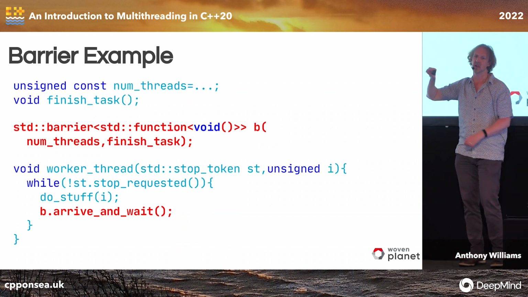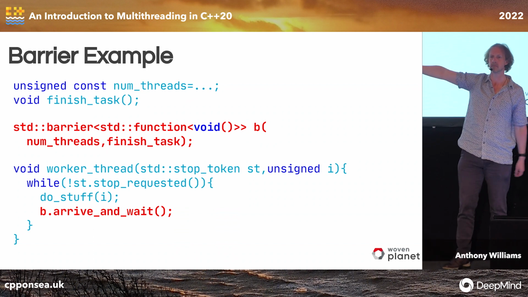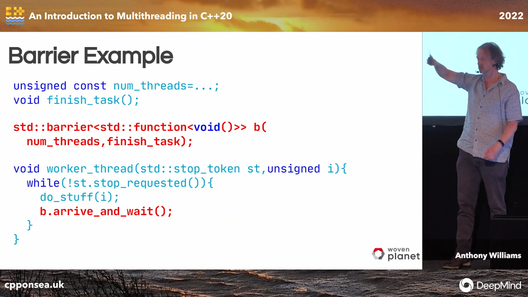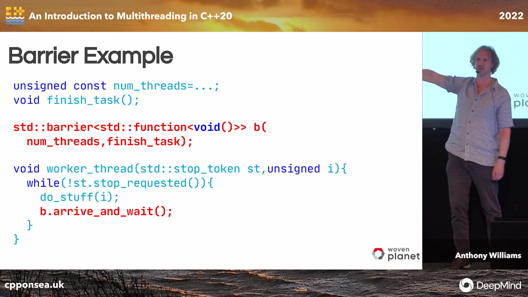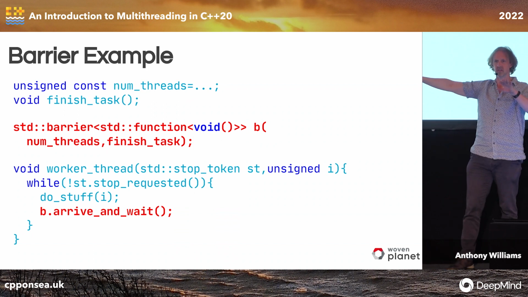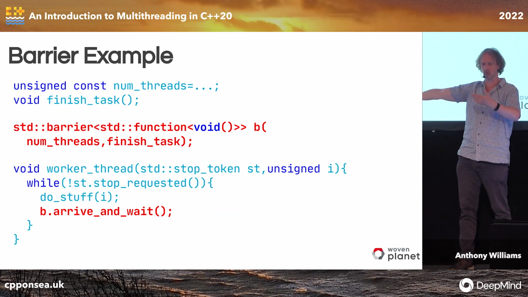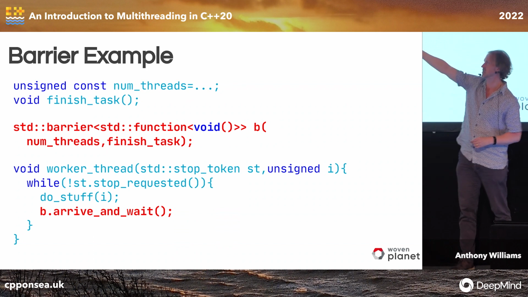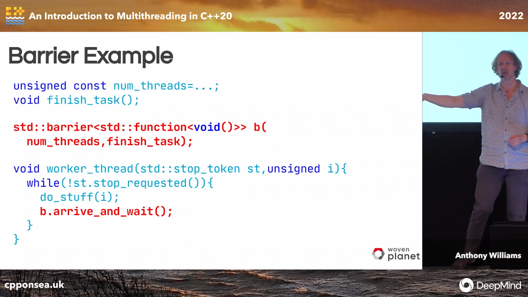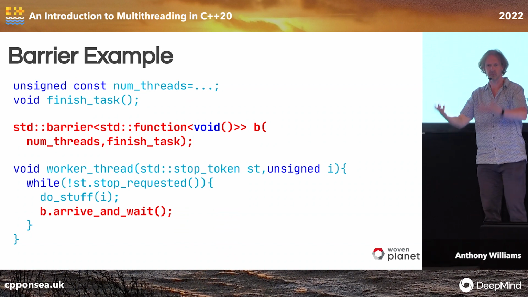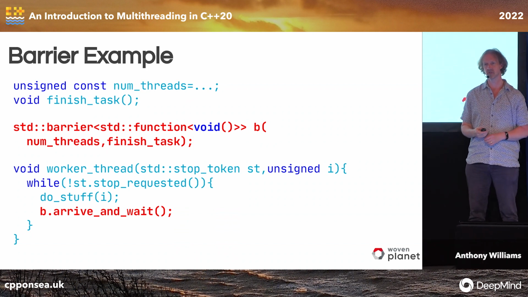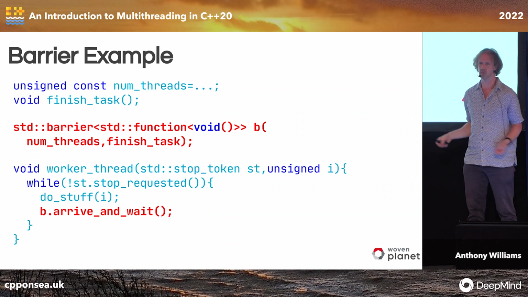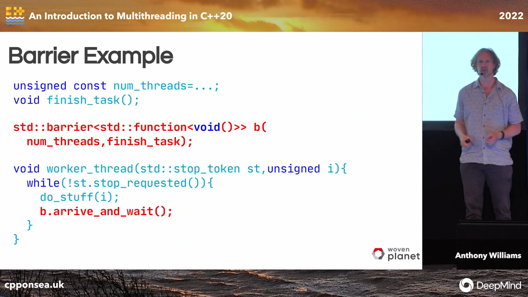And then, so we'll have a number of these worker threads. And each worker thread will do the appropriate thing for its index. When they've all done on this batch of data, then they all arrive and wait. The last one will do the completion function to finish the task. And then they will all start again on the next element. And then at some point, obviously, someone will interrupt them, and then they will stop and not do any more processing.